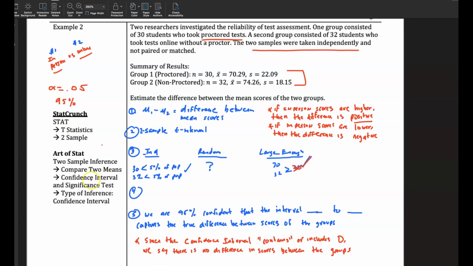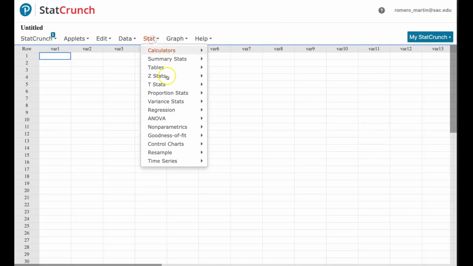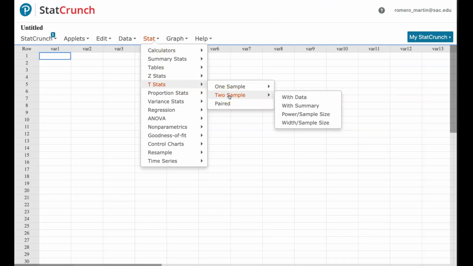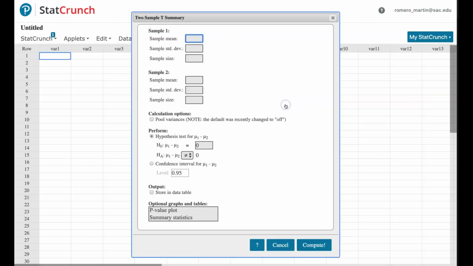We're going to do that on either StatCrunch or ArtaStat. We're not going to use those complicated formulas we showed you. For StatCrunch, we go to Stat, T calculator, two sample, and we have the summary statistics. We enter the data for sample 1, which is group 1, our proctored group. The sample mean was 70.29, and the sample standard deviation is 22.09.